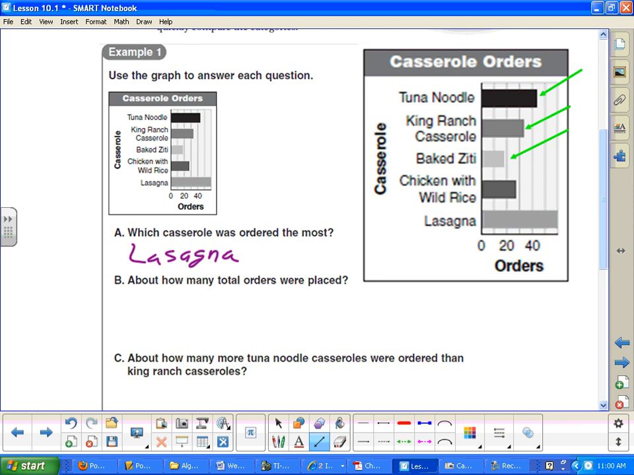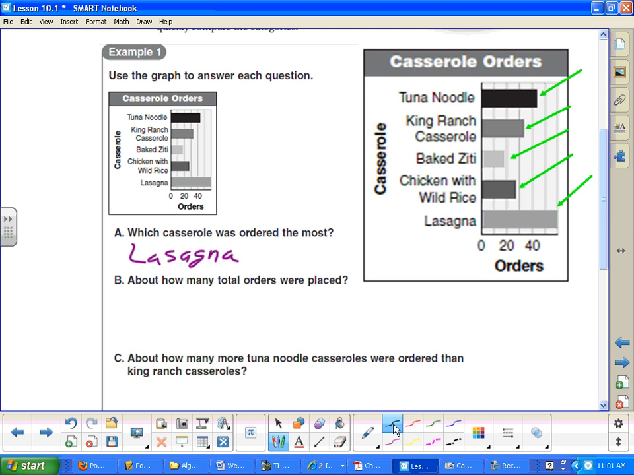So that number might be approximately 19, 18, somewhere close to there. We've got wild rice, which is between 20 and 30, so probably around 28, 27. And then lasagna, which they really help us out there. We know that lasagna is 60. So we'll take those numbers and we'll add them together.